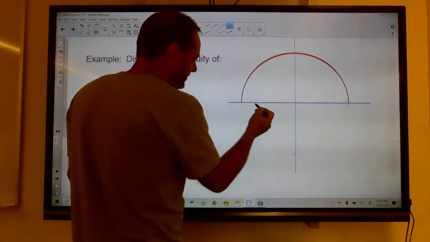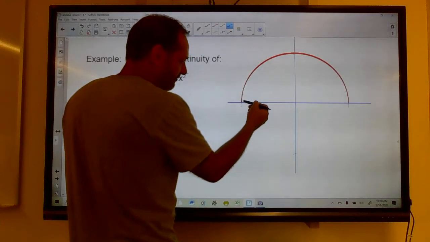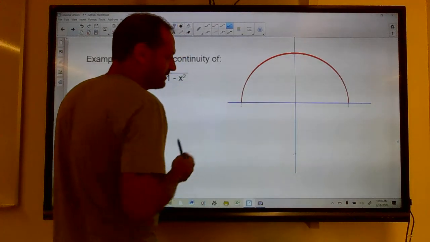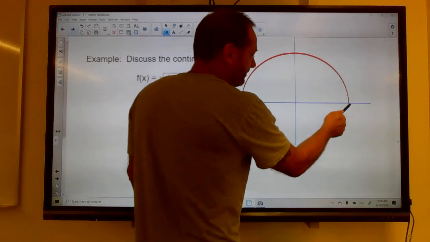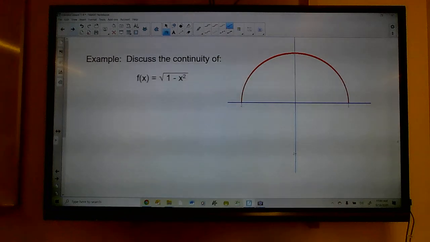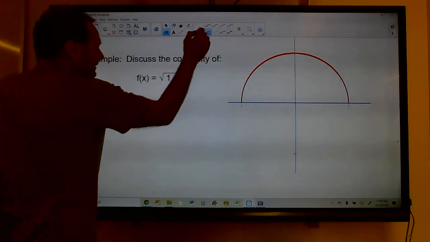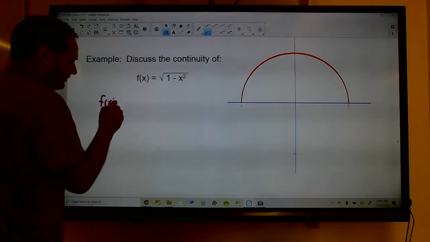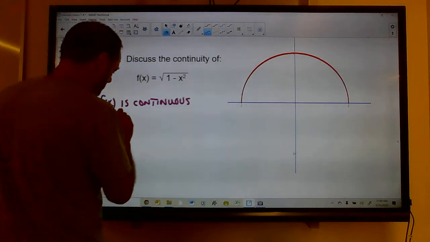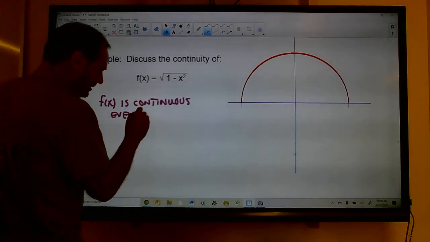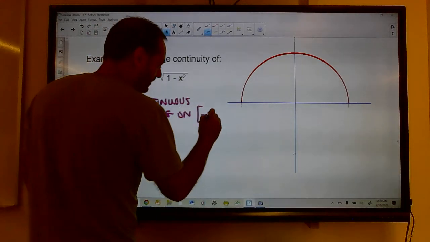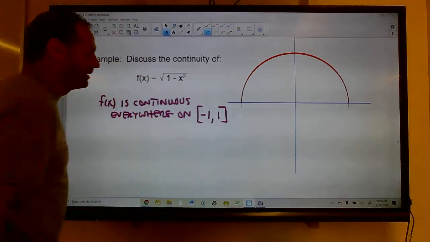So does this have a limit from the positive side, from the right side? Yes, it does, and that limit's 0. Does this have a limit from the left side? Yes, it does. That limit is 0. So this is continuous everywhere. So we can just write that down. F of x is continuous everywhere on the interval -1 to 1.